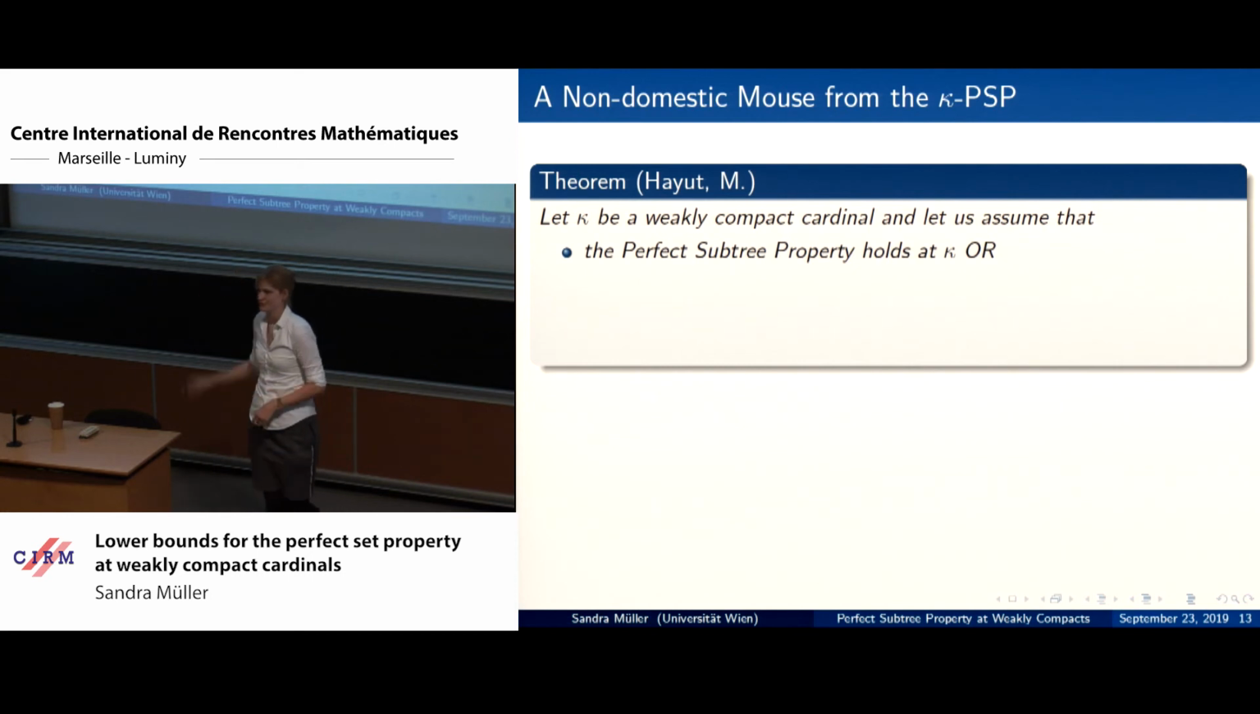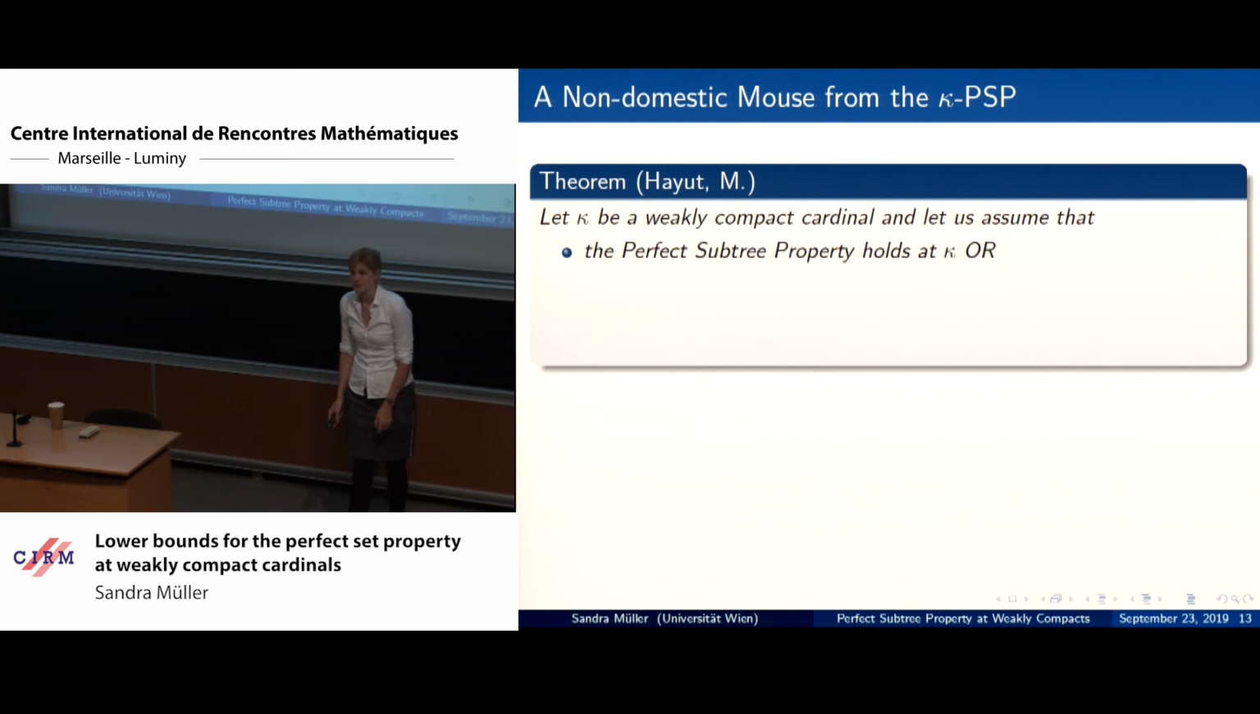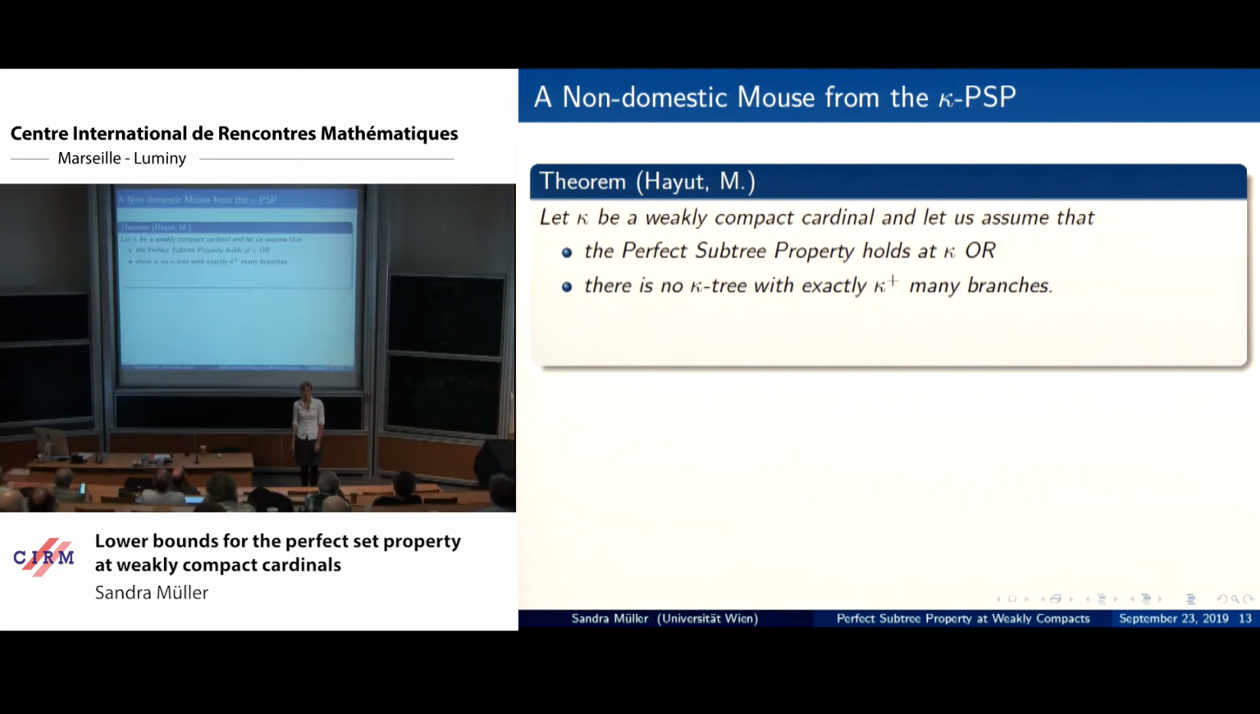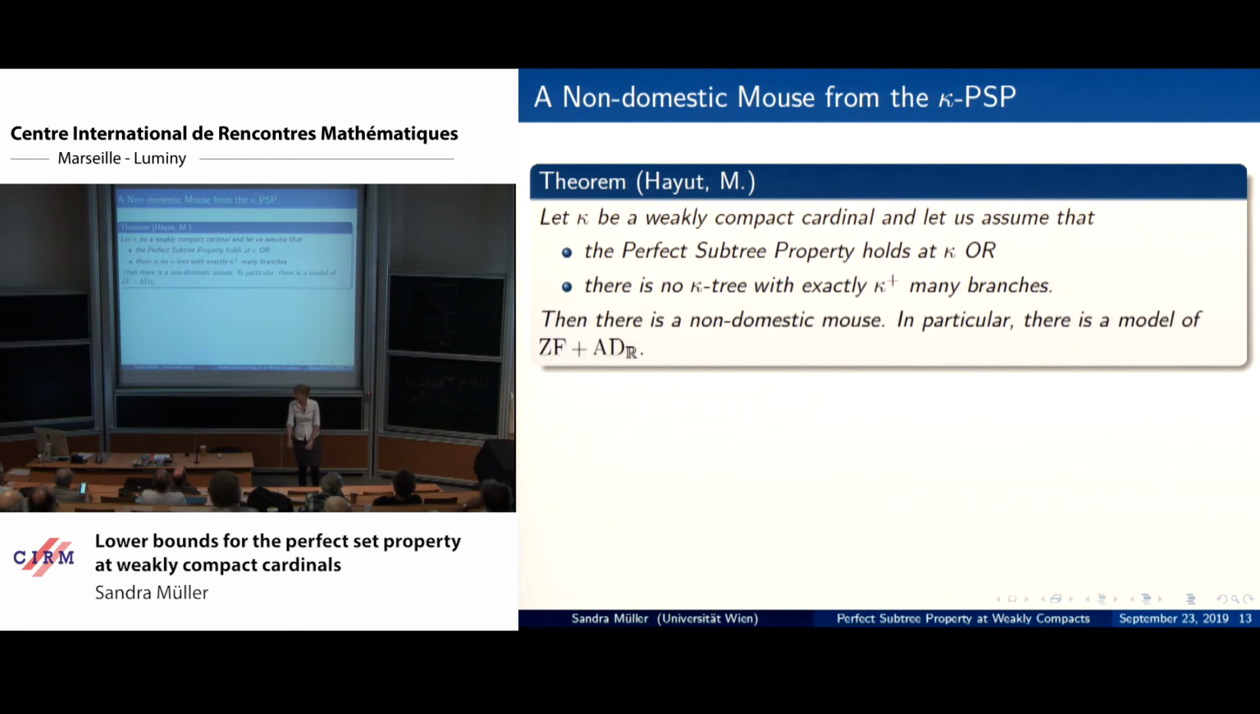Let me maybe first state the theorem a little bit more precisely. Okay, so let kappa be a weakly compact cardinal as before, and assume that the perfect set property holds at kappa. Or actually the same proof shows the following: we can just assume that there is no kappa tree with exactly kappa plus many branches, aka that kappa plus is not in the branch spectrum. If one of these things holds, then there's a non-domestic mouse.